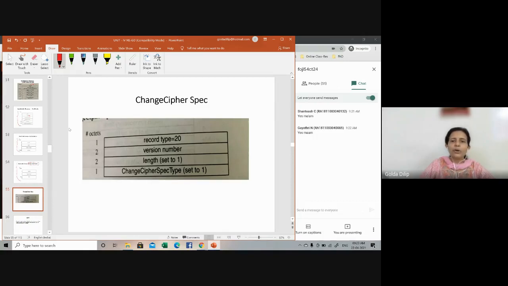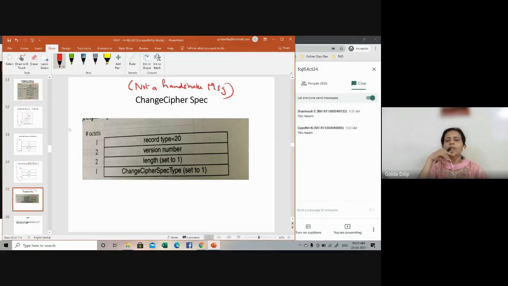Okay. So next is the format of your change cipher specification protocol. Okay, this is not a handshaking message. So that's the point to be noted. This is not a part of handshake. Handshake is over, that's by the handshaking protocol. So not a handshake message. This is also a record type, you can say.